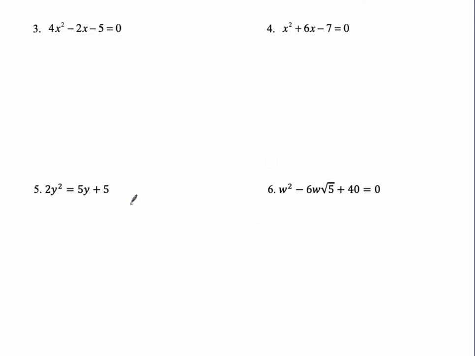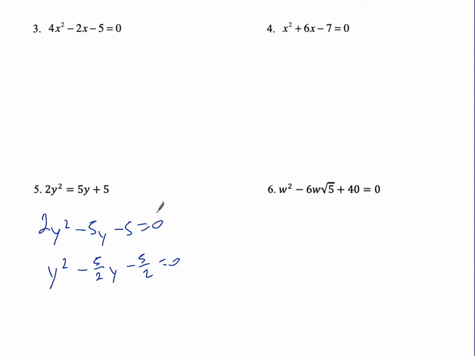Okay, they're all pretty much the same. Sometimes you have to get 0 on one side. Actually, let's do this one right here. This one might be a little bit different. 2y squared minus 5y minus 5 equals 0. We need just y squared here for this to work. So we can divide everything by 2 or factor it out. So let's divide by 2. And we get this.